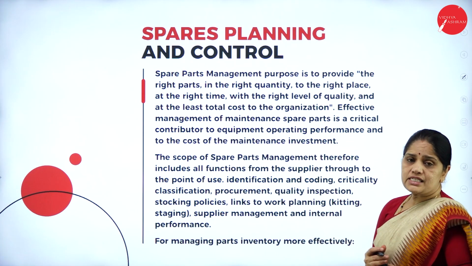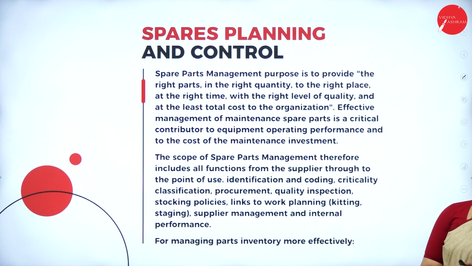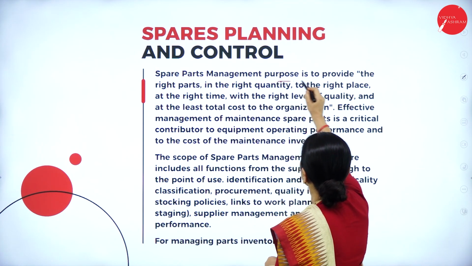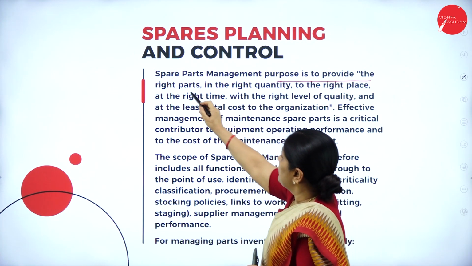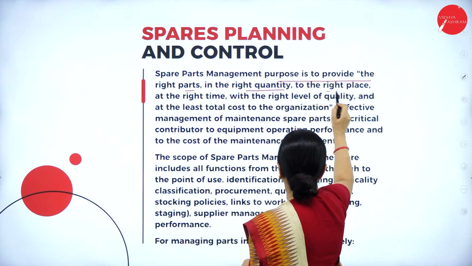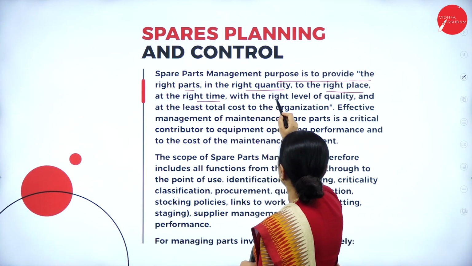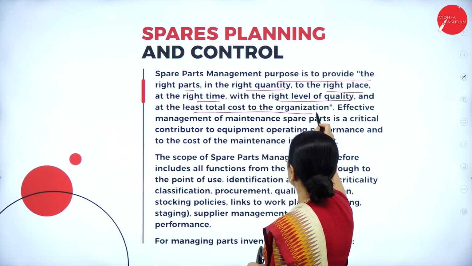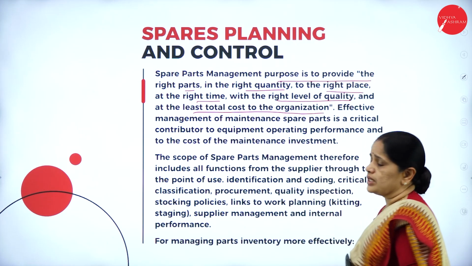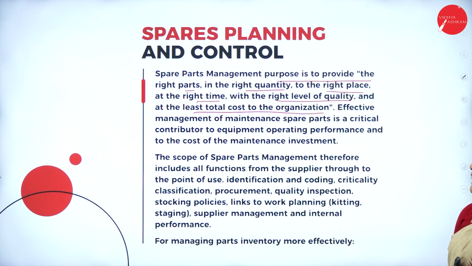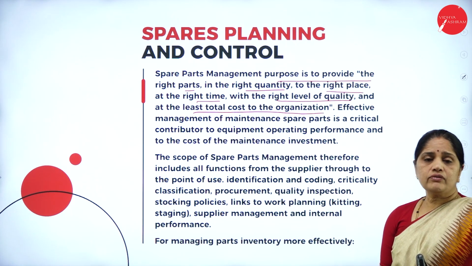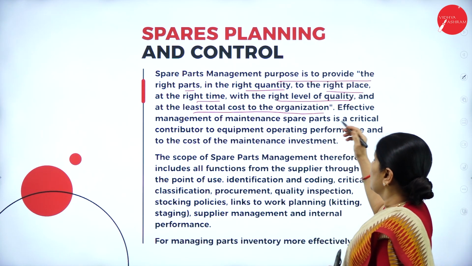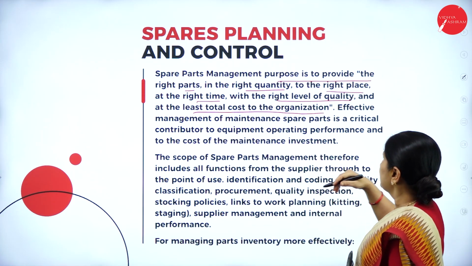Then the next part of the chapter is spares planning and control. The purpose of spare parts management is to provide the right parts, in the right quantity, at the right place, at the right time, with the right level of quality and the least total cost to the organization. So, the main objective of spare parts management is to provide the right part, right quantity, right place at the right time.